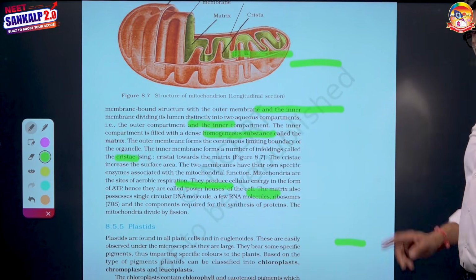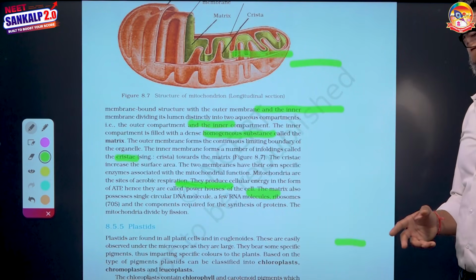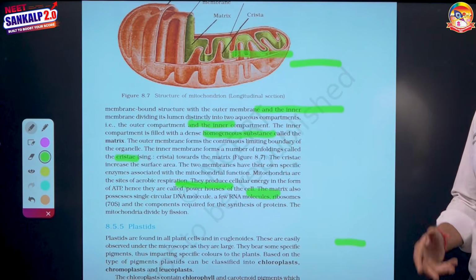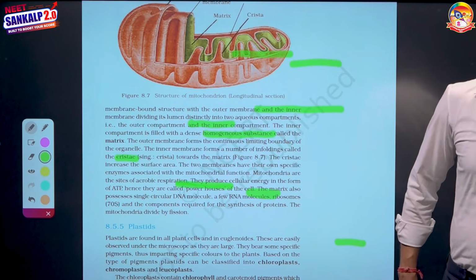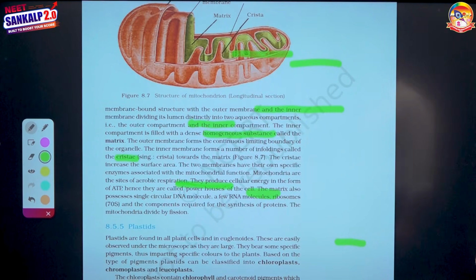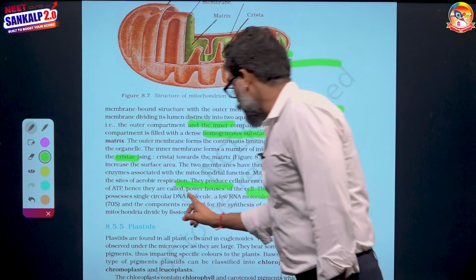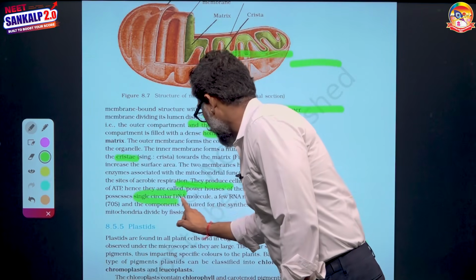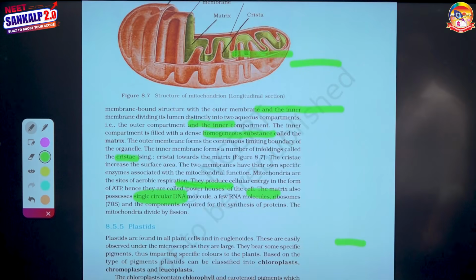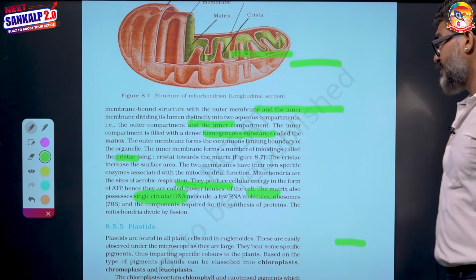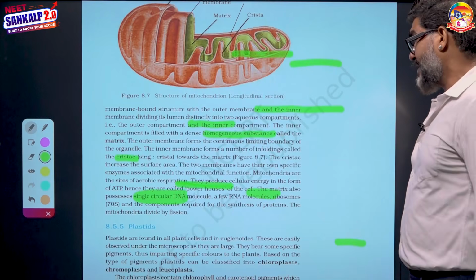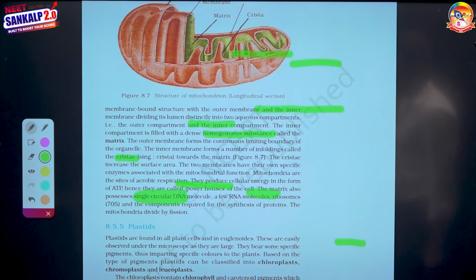Mitochondria are the site of aerobic respiration because the link reaction, Krebs cycle and electron transport chain, all three major parts of aerobic respiration, take place here. The matrix also possesses a single molecule of circular DNA, again double-stranded DNA but a single molecule. A few RNA molecules are also present, and ribosomes are also present in mitochondria. Later on, plastids. Plastids are found in plant cells.